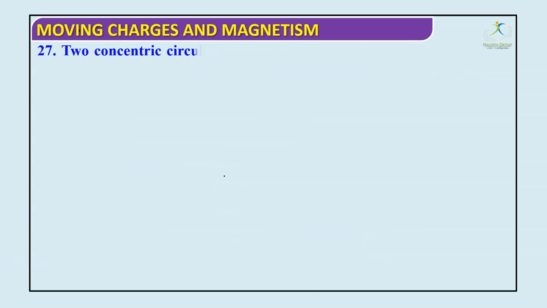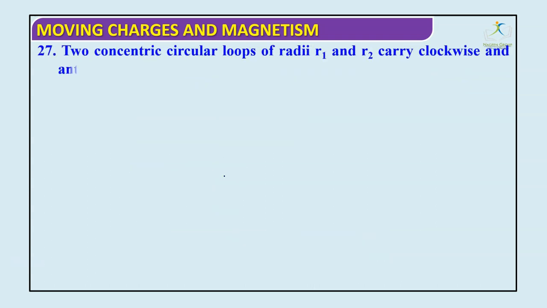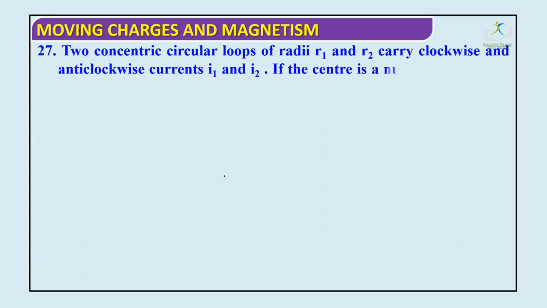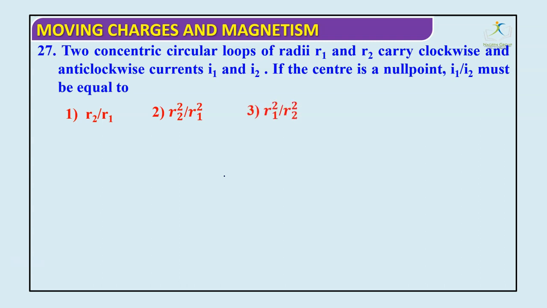Now next question: we have two concentric circular loops of radii r1 and r2 carrying clockwise and anti-clockwise currents i1 and i2. If the center is a null point, i1 by i2 must be equal to r2 by r1, r2 square by r1 square, r1 square by r2 square, and r1 by r2. So let's see firstly the solution of this question.